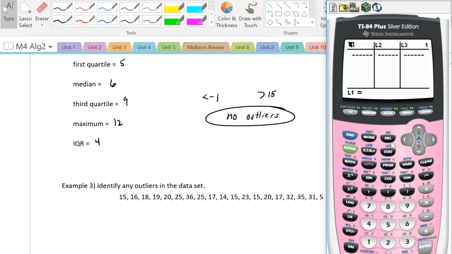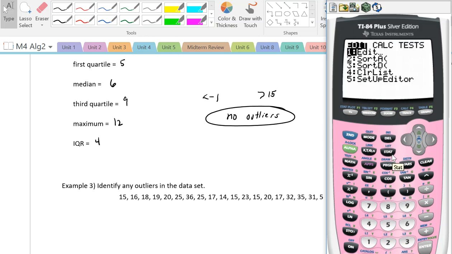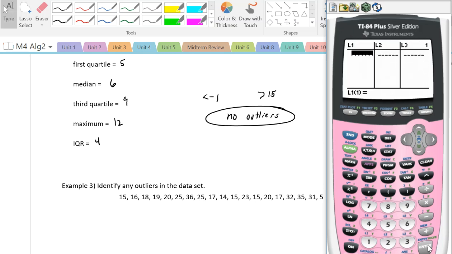You do not want to go up and hit delete like this, because watch what happens. I lost my L1. To bring it back, I'm going to hit stat and then number 5. That'll bring it back if you accidentally do that. Okay, so see, now it's back.